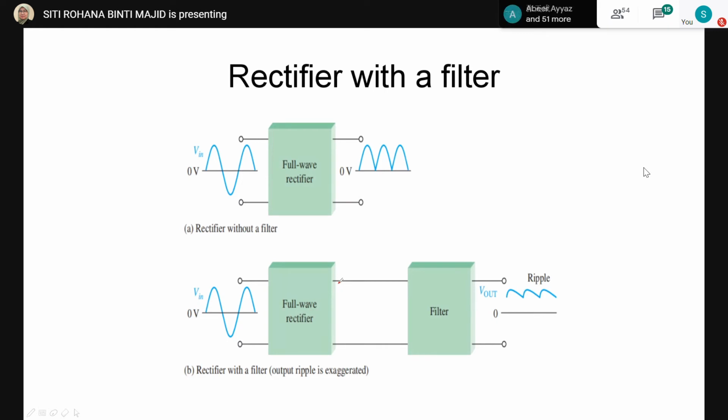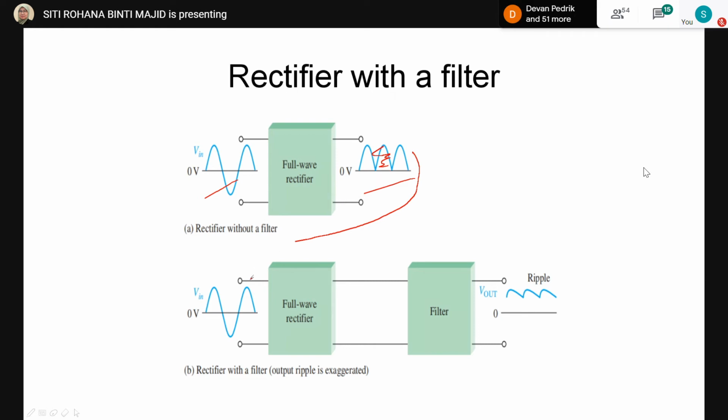Okay, doctor. Okay, good. So the next part is about a rectifier with a filter. The figure A is the full wave rectifier. We know that the AC signal goes in and comes out as DC. For half wave, this one will be empty or flat. But for full wave, they look like this.